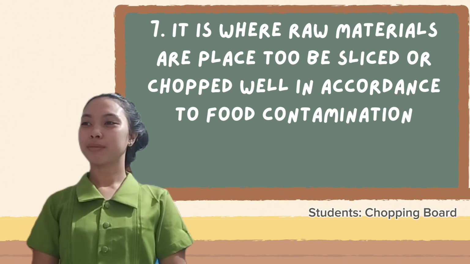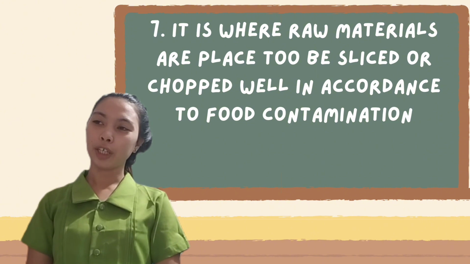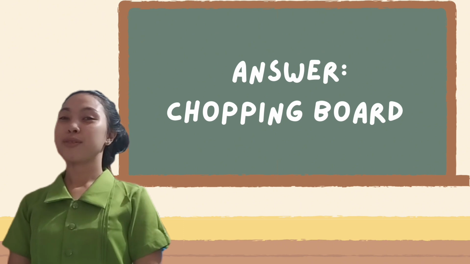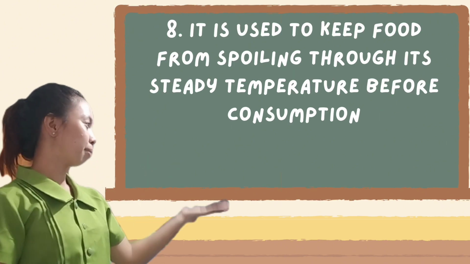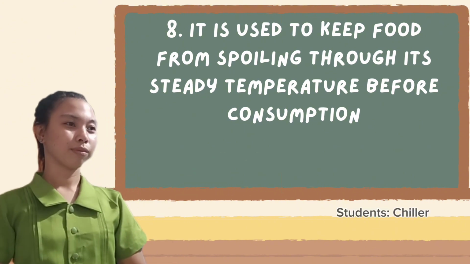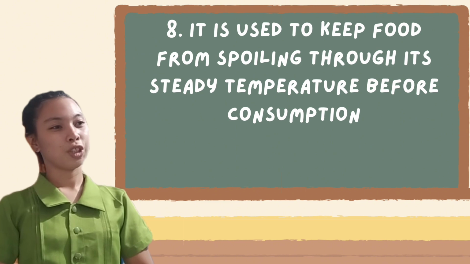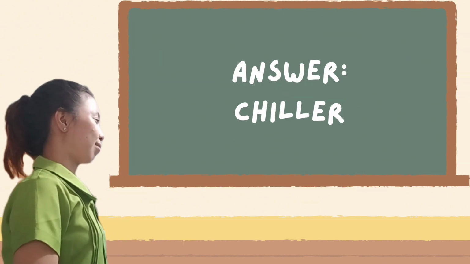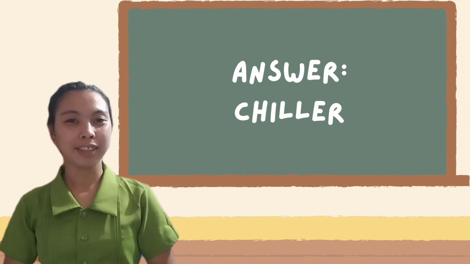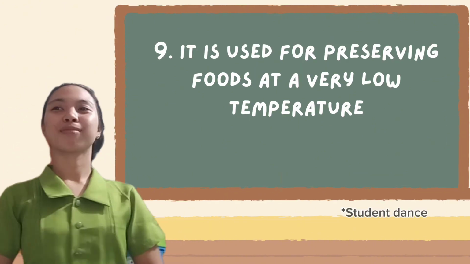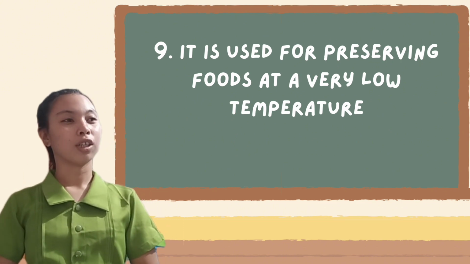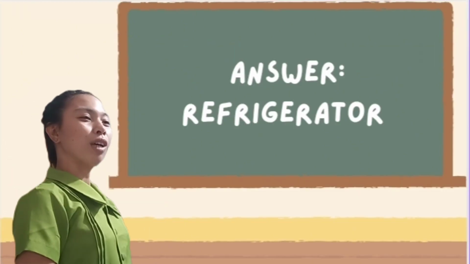Okay, let's go for our number 7. Yes, group 1. Chopping board. Let's see. Okay, you got the right answer. So let's go for our number 8. Oh yes, group 2. Chiller. Okay, let's see. You got the right answer. Okay, let's go for number 9. Okay, group 2 again. Refrigerator. Let's see. Okay, you got 1 point.